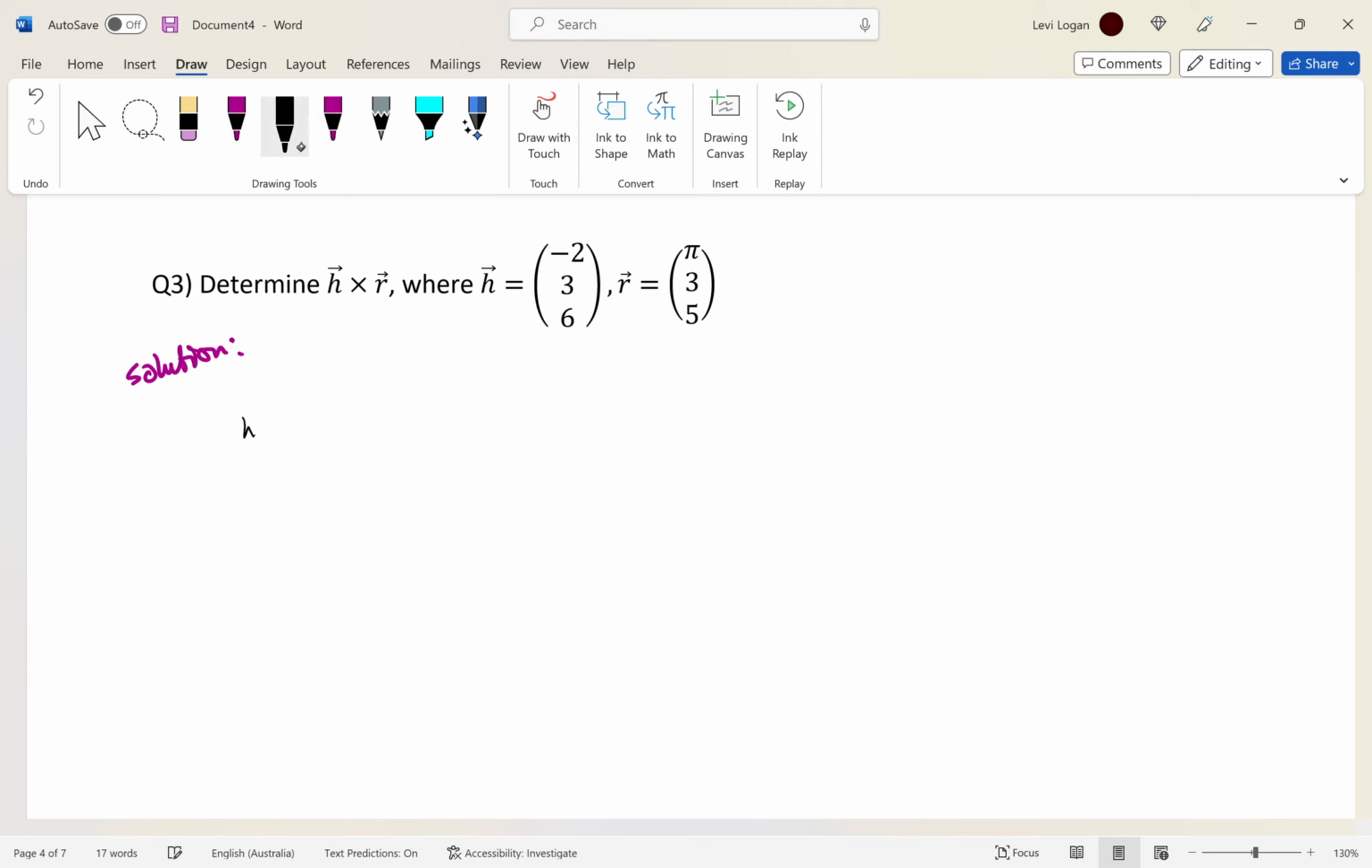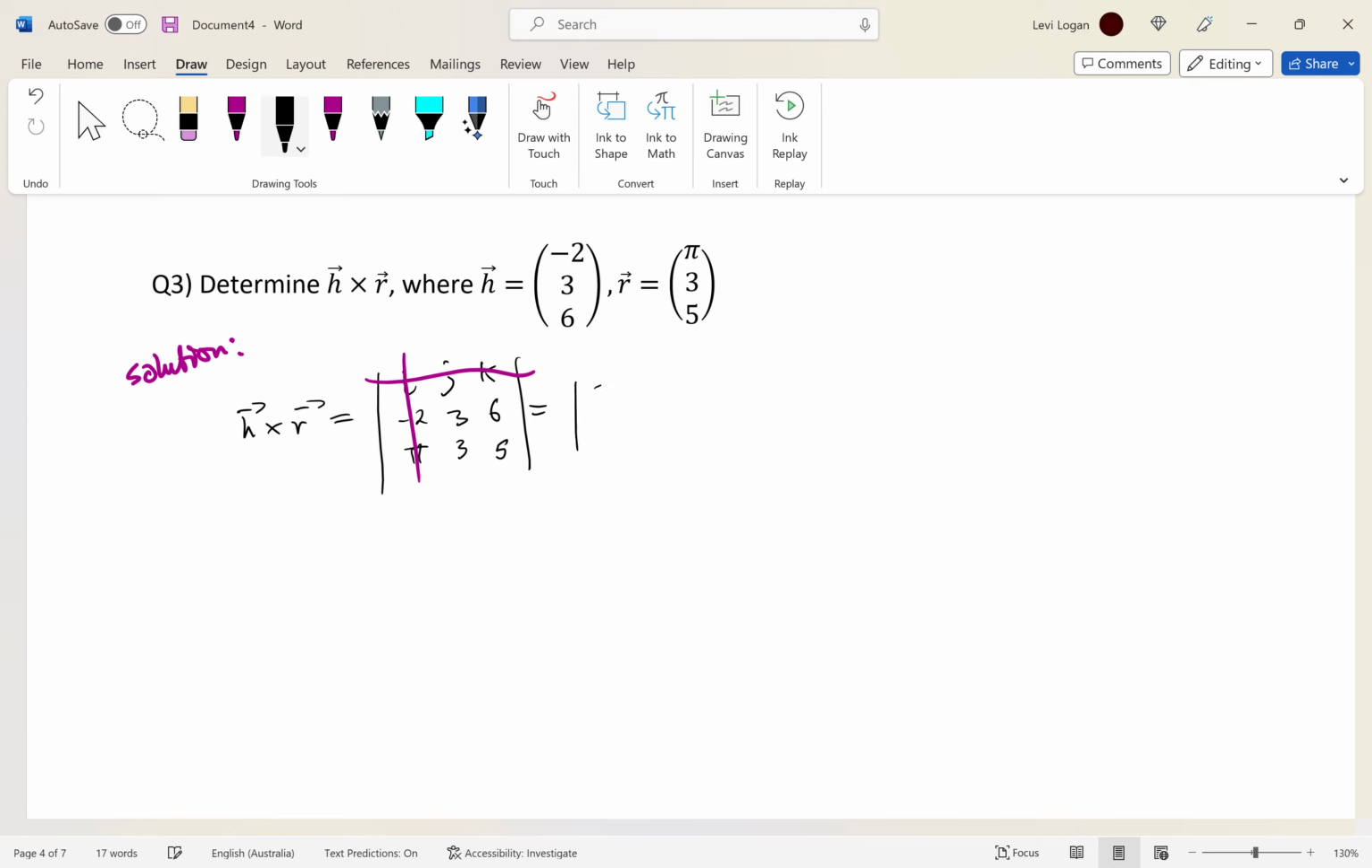We have h cross with r. It's going to be the determinant of our 3 by 3. Our h at the top, so I'm going to have negative 2, 3, 6. And then our r, which is going to be pi, 3, and 5. Alright? Break this up into its matrix.